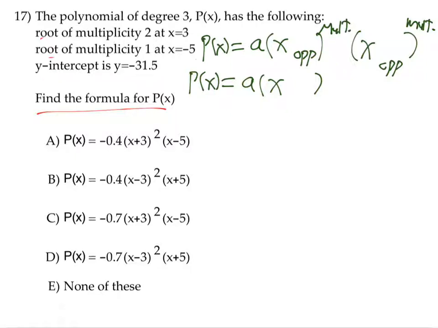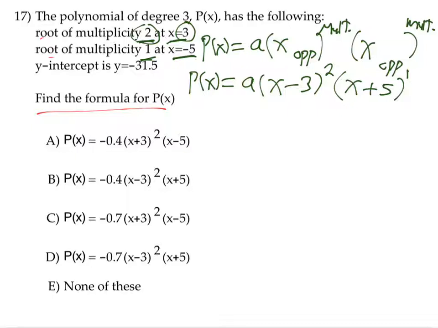So the multiplicity is 2 at x equals 3. So that'll be minus 3, right? The opposite of 3 is minus 3, and the multiplicity is 2, which means the power is 2. The next one, the x is negative 5, so the opposite, plus 5. The multiplicity is 1, so just first power. All right, so there's the beginning part.